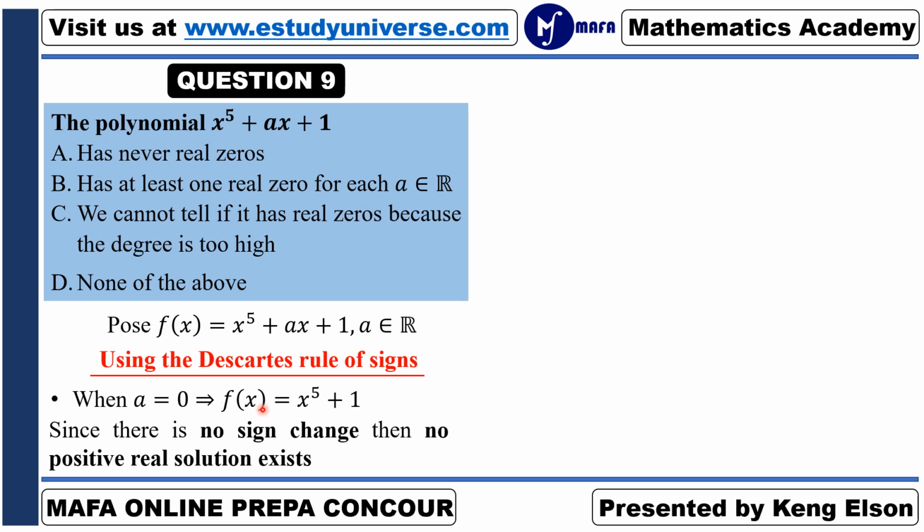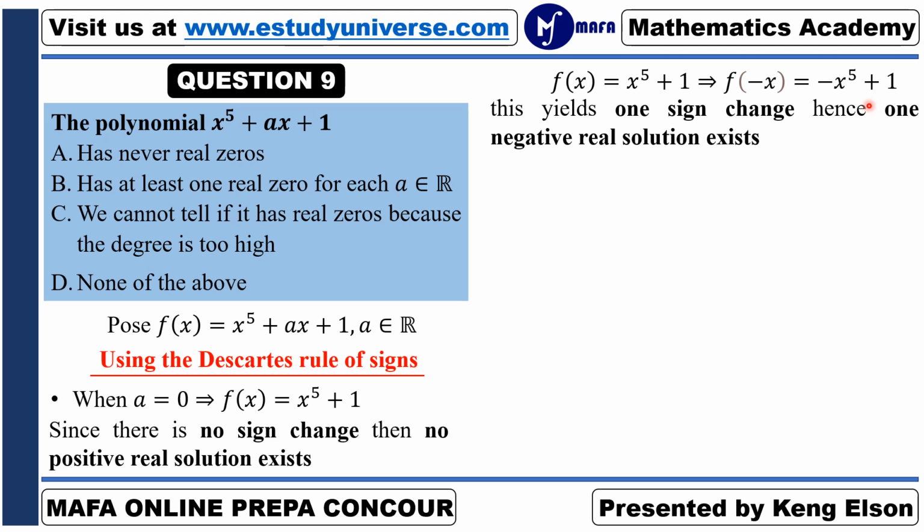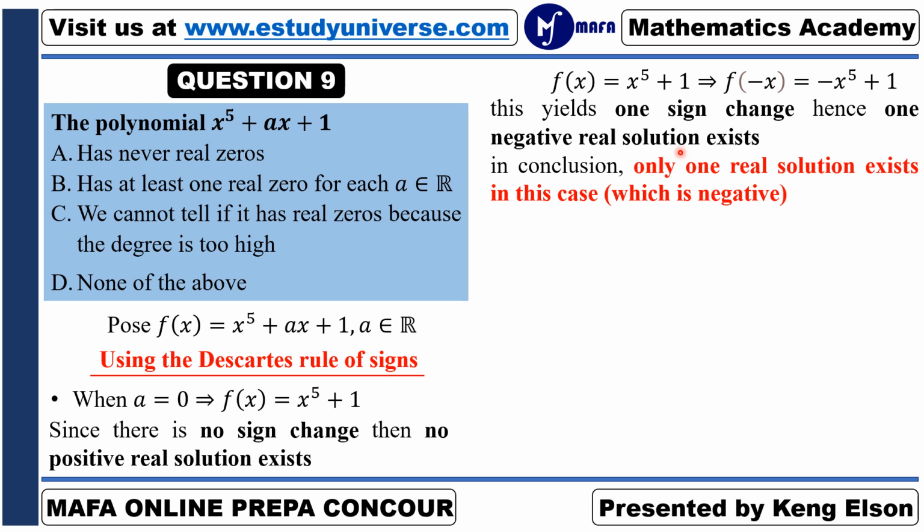Now let us look for the negative real solutions. How many of them exist? The number of negative real solutions is the number of sign changes in f of negative x. Follow keenly. We find f of negative x, and you clearly see there is one sign change, from negative to positive. So it means there is one negative real solution, because there is one sign change in f of negative x. In conclusion, there is no positive real solution and there is one negative real solution. When we add them together, we have in total one real solution, and that one real solution is negative.